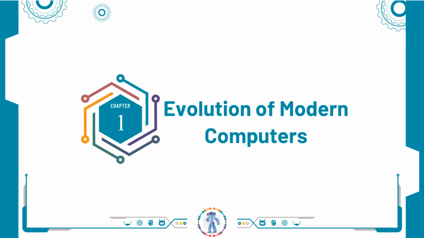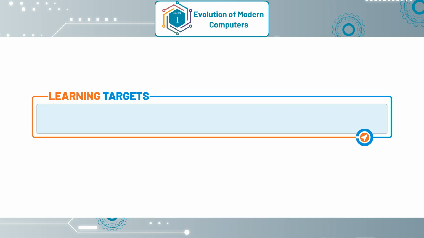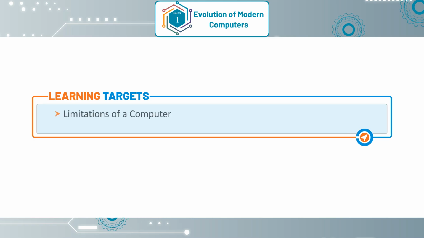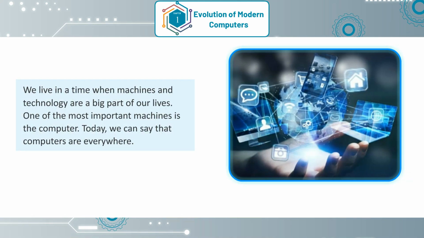Evolution of Modern Computers. Learning Targets. History of Computers. Early Calculating Devices. Generations of Computers. Characteristics of a Computer. Limitations of a Computer.